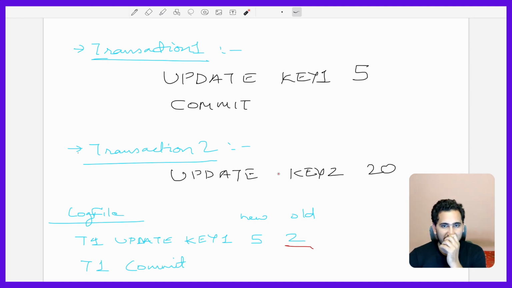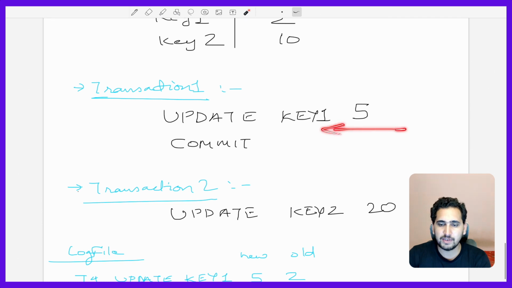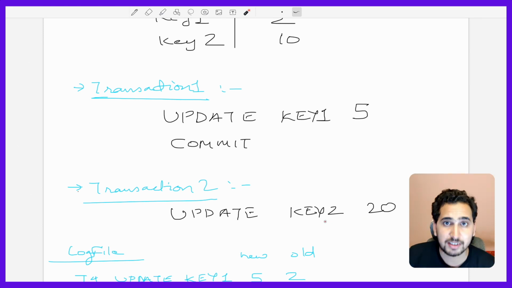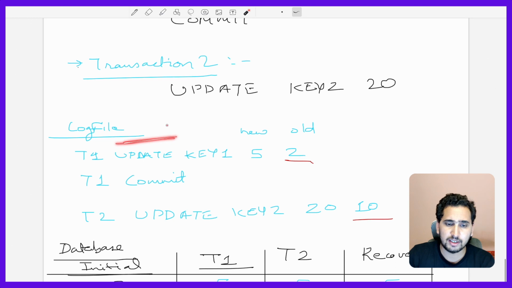Let's talk about this scenario: there were 2 key value pairs. There is an update in key 1 and that gets committed, but the update in key 2 does not get committed. What will happen in such a scenario? So if we were maintaining a log file like this, by doing write ahead logging.